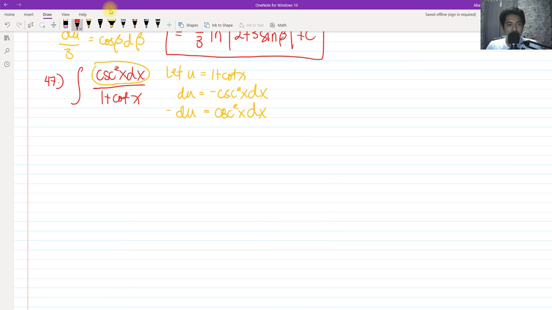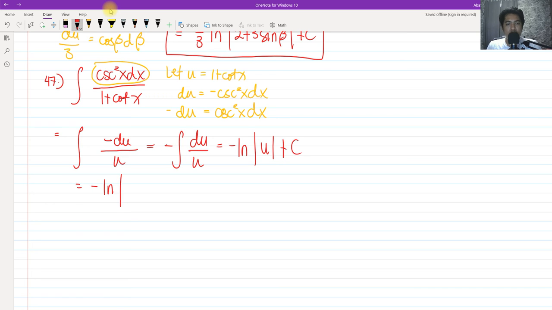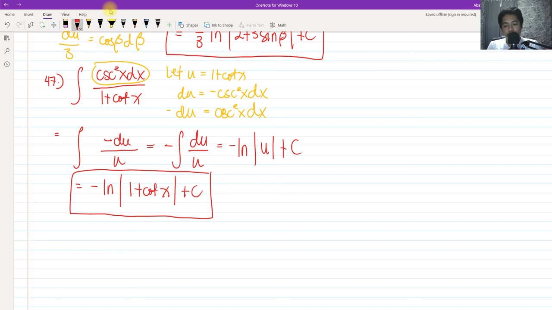So we can now simply substitute. We have negative du over 1 plus cotangent of x, that is u. So you have negative integral of du over u. That is very simple. So we have negative ln of the absolute value of u plus c, which is negative ln of the absolute value of 1 plus cotangent of x plus c. And this would be our final answer for this given problem. It's very easy as it is.